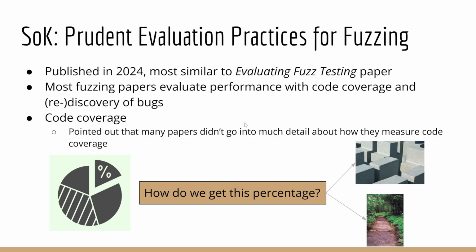One of their main issues was code coverage. They don't find a problem with measuring code coverage, but they think papers should explain how exactly they get this code coverage. Are they measuring paths, blocks? They need to be more specific about what this percentage means.